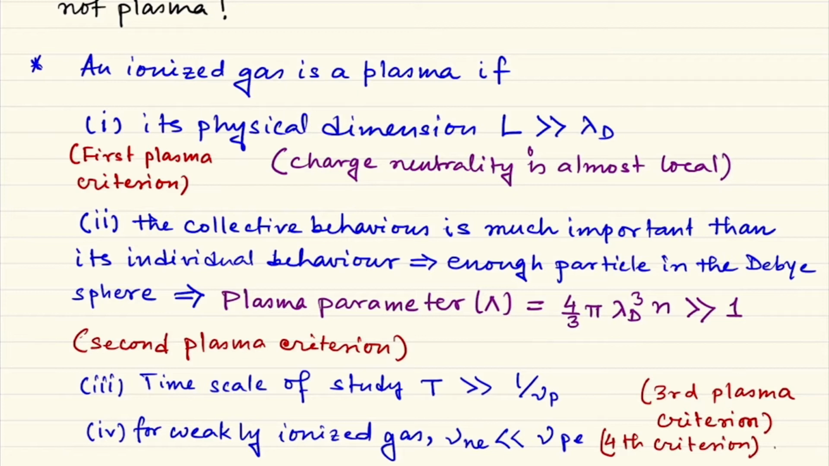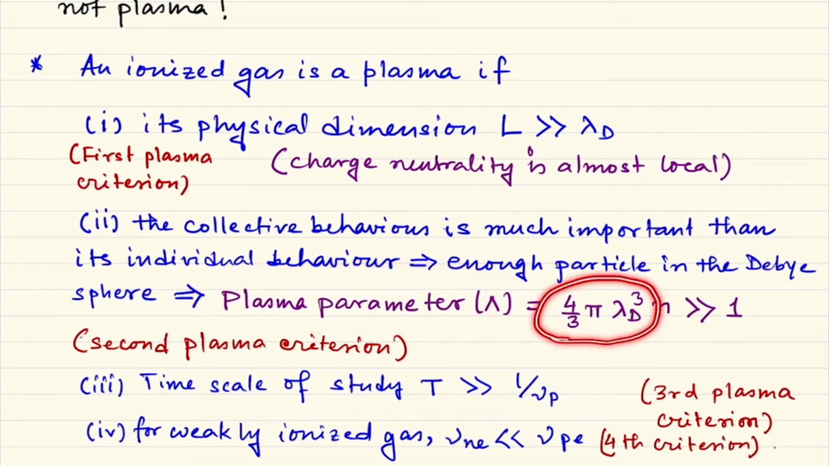Okay, so this is something, once again, we are not saying that the individual behavior will be exactly zero or totally nullified. We are simply saying that the collective behavior is much more important. Okay, and the requirement for this is that we have to have enough number of constituent ions and electrons inside the Debye sphere. Then we roughly define a parameter called the plasma parameter, which is roughly the number of the particles inside a Debye sphere.